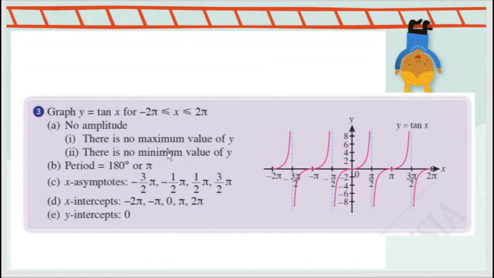Okay, then the graph of the tangent, we have no amplitude. Then the period is half of the 360, half of the circle, 180 degrees or pi only. So for the asymptote, remember 90 to 270. Then the y-intercept is also 0 here.